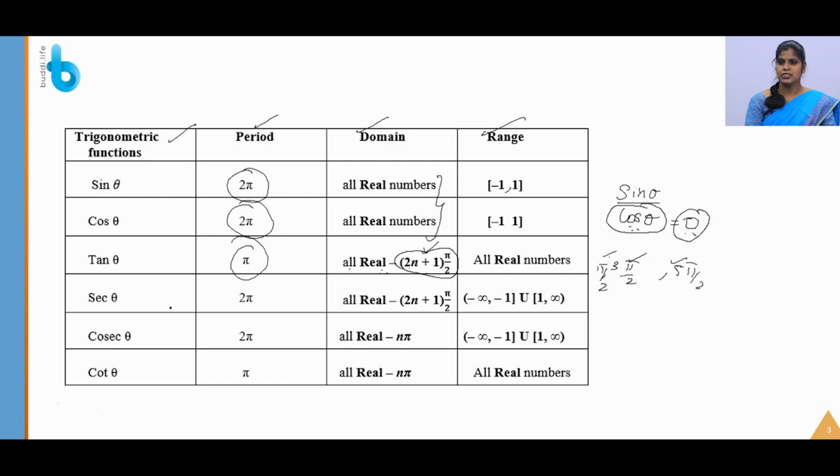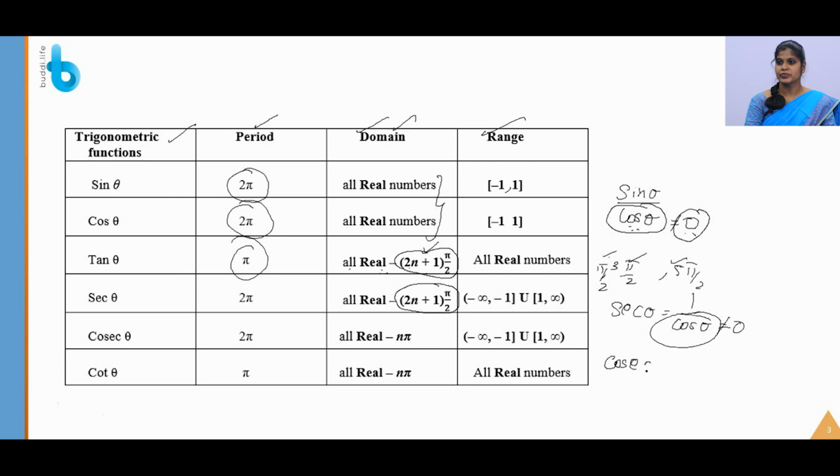Similar to that, see secant also. Secant theta is the reciprocal of cos. Again, cos comes in the denominator and we don't want it to be 0. At the values where the cos becomes 0, we don't want those values in the domain. Then cosecant. Coming to cosecant.